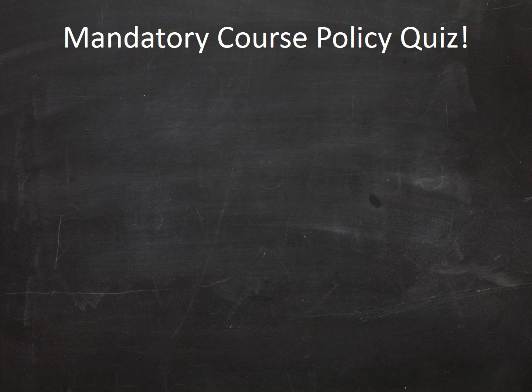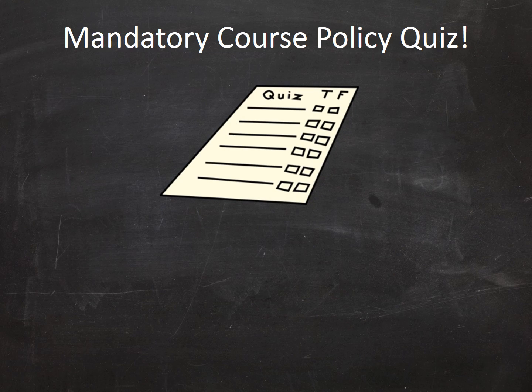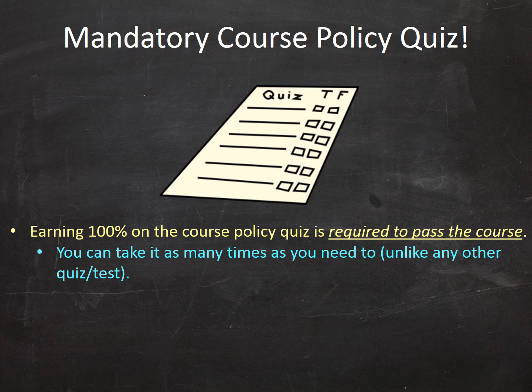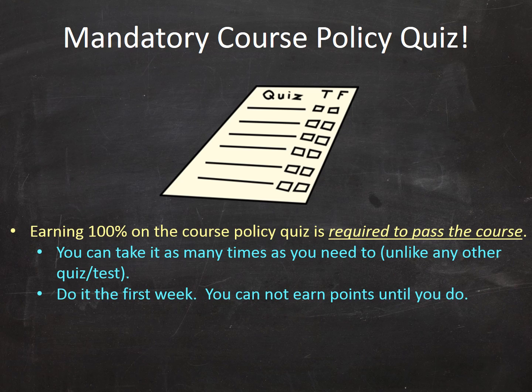Okay, before moving on, there's something very important that everybody must know. In order to pass this class, everybody must take and earn 100% on a course policy quiz. Unlike any other assignment in this course, you can take this quiz as many times as necessary to earn 100%, but you must earn 100% on it in order to pass the course. You cannot earn any points for a week unless you have completed this. So if you wish to get points for any assignments during week 1, you need to take this quiz until you earn 100% on it before Saturday midnight of the first week.